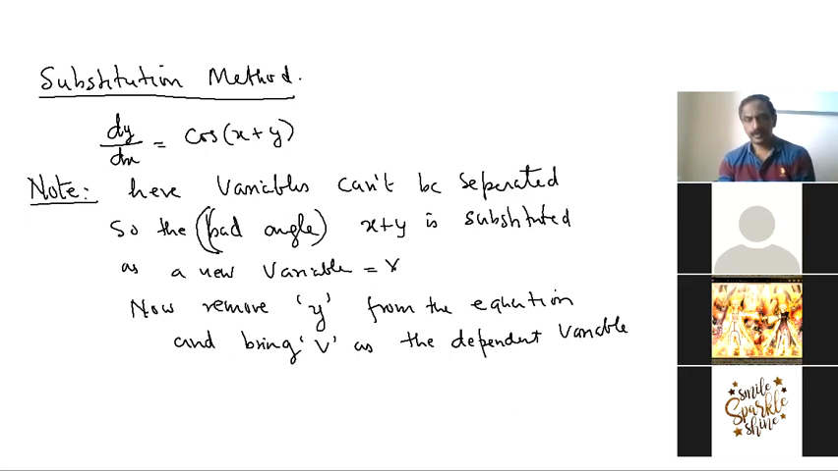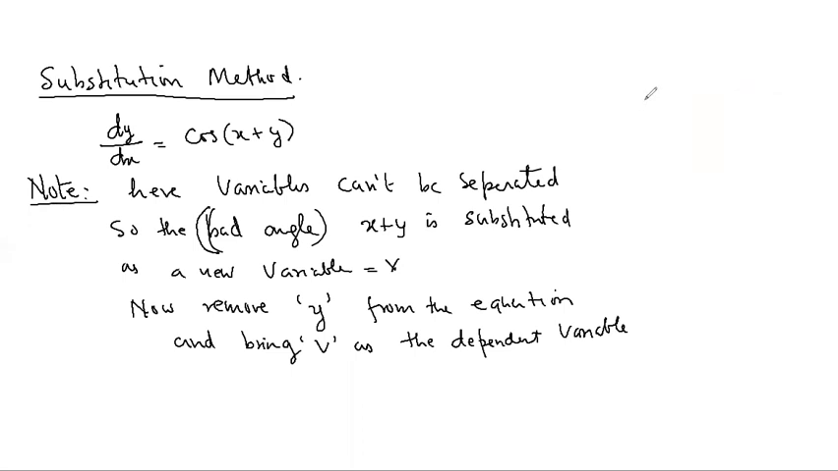Okay. Now let's start solving. dy by dx is equal to cos of x plus y. You put x plus y as v. Now what should I do after this step? Tell me what I should do after this step. Speak out. Differentiate with respect to which variable? X. Differentiate with respect to x.